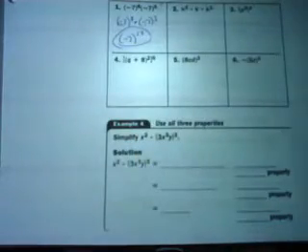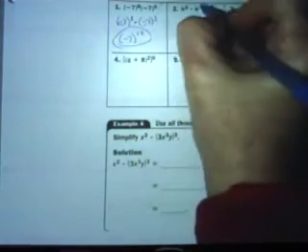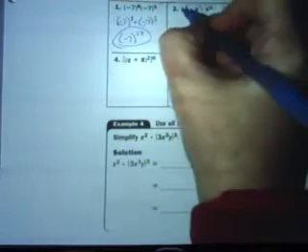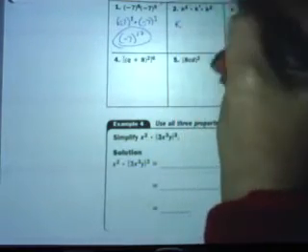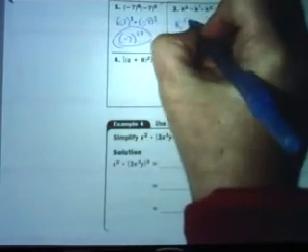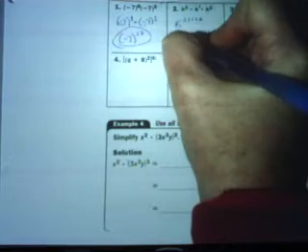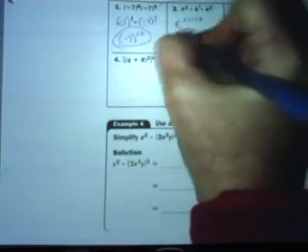I'm multiplying like bases. Therefore, I add the exponents. So 8 plus 5 is 13. Number 2. There's an imaginary 1 there. I'm multiplying like bases. So that's going to become k to the 3 plus 1 plus 2, which gives me k to the 6.